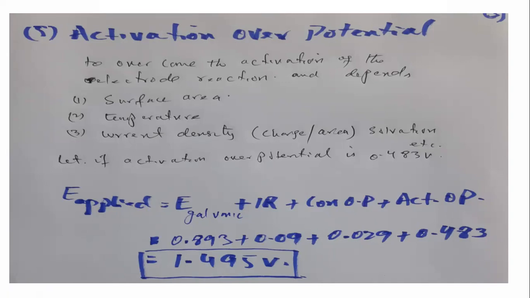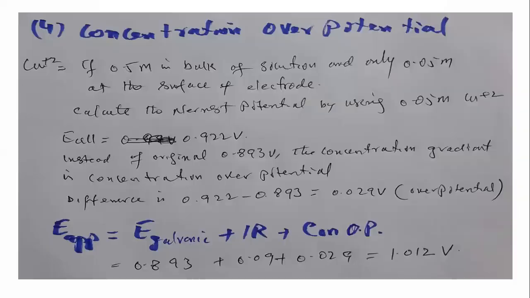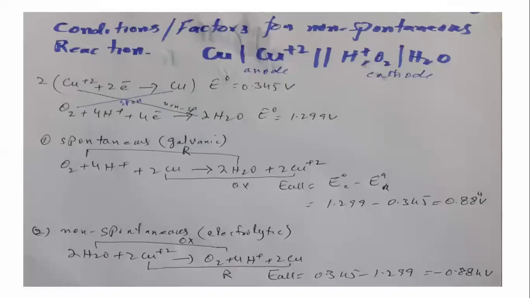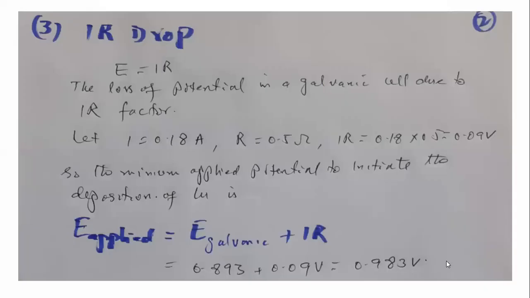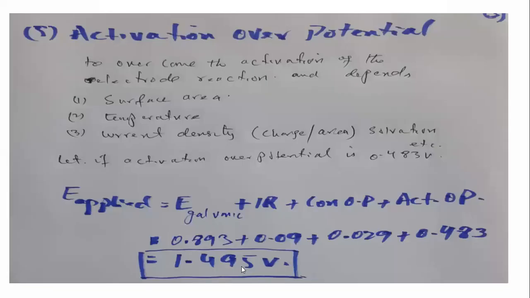Now I'm showing you the reactions again. If you want to have this reaction, this is a non-spontaneous reaction. And if you want deposition of copper to start in the presence of this half cell, then this is insufficient energy. And what is the energy? The potential is 1.495 volt. If you apply this voltage, then the reaction will occur. Otherwise, this is not going to happen.